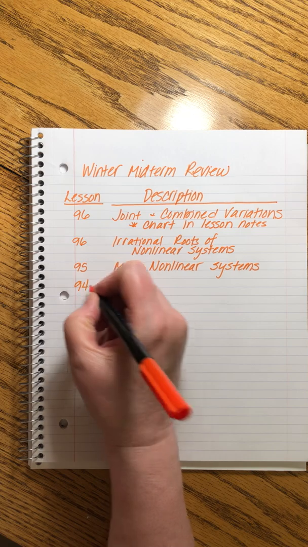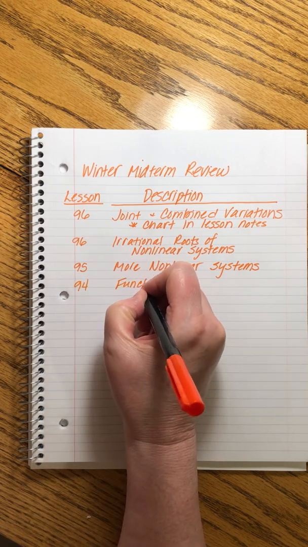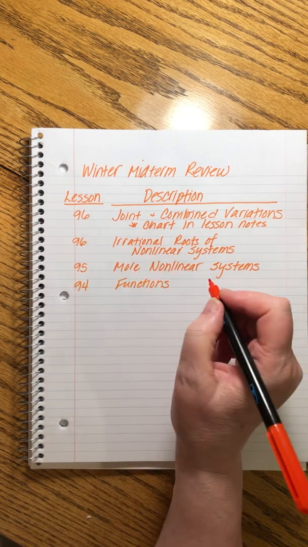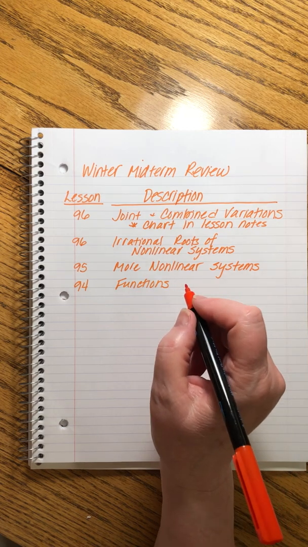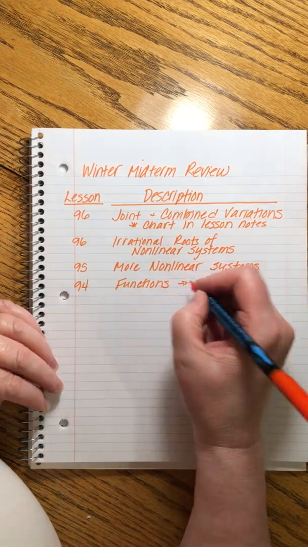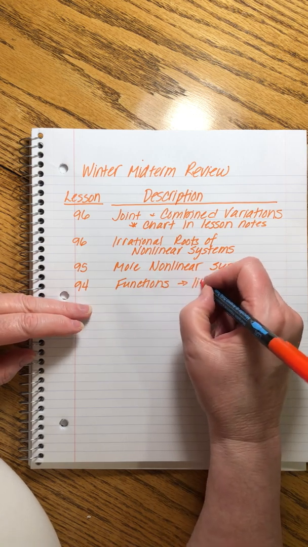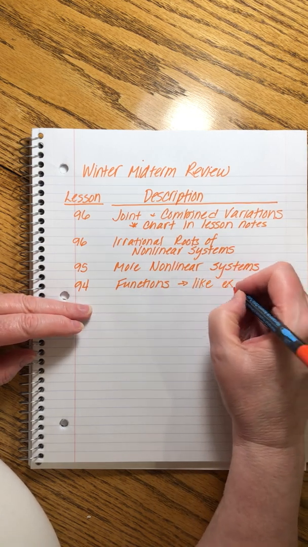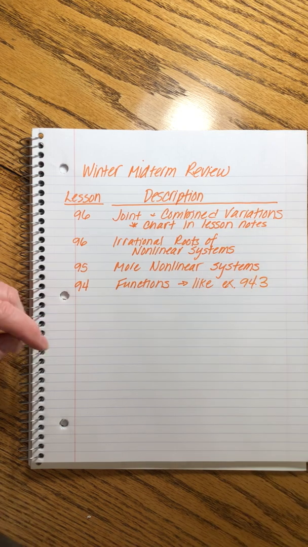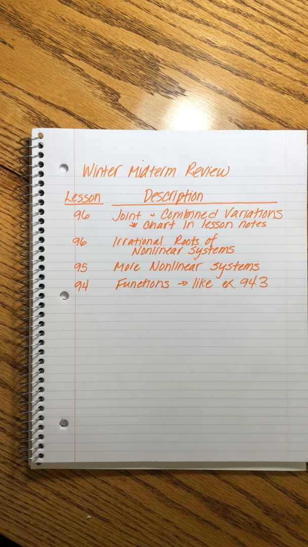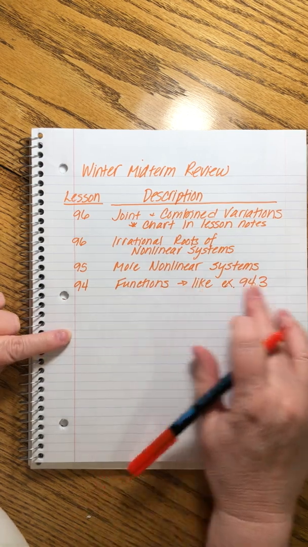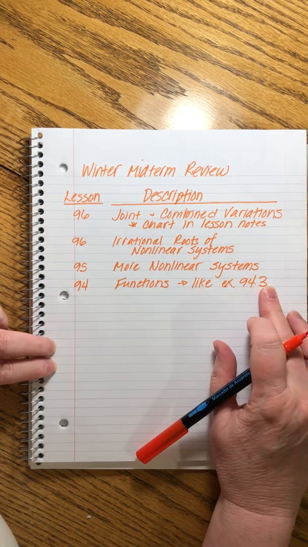94. Functions. Well, we reviewed everything we've learned about functions in past years, and we got some new stuff. If I were to test on this lesson, the problem that I would choose would be like example 94.3, which is the problem where you're actually entering values into a function and calculating it. If f of x equals x squared plus 1, find the f of 3, right? So you plug 3 in. So that specifically is what I would want you to study.